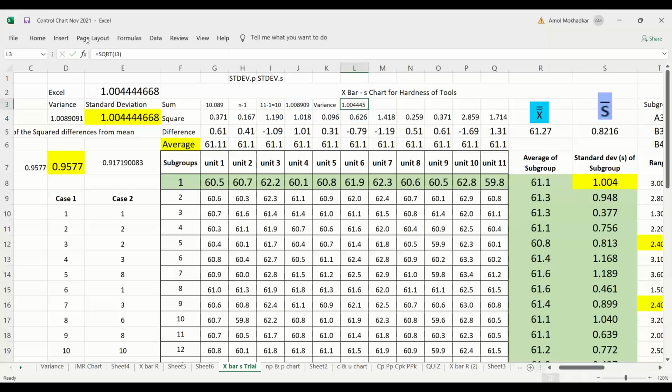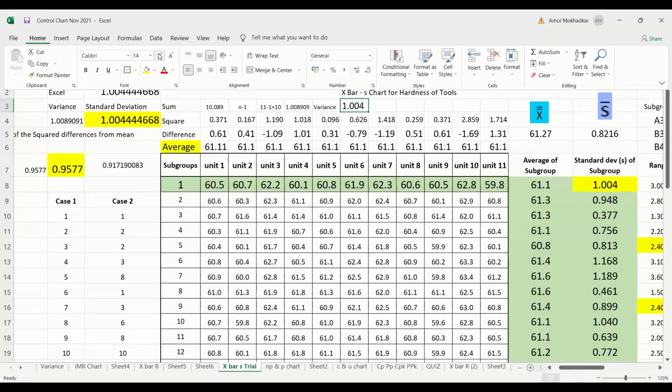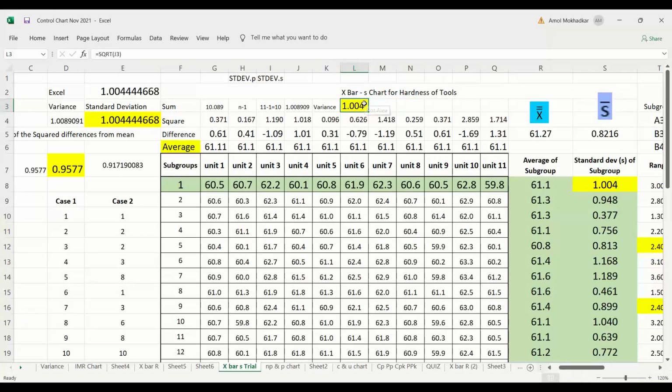How much has it come? What is the value of variance? Standard deviation. When we calculate all these steps manually, you can do it. What is the standard deviation? 1.004. We calculated directly with the formula, 1.004. It is the same.